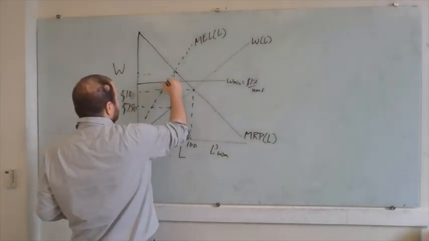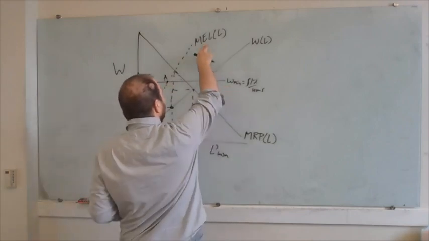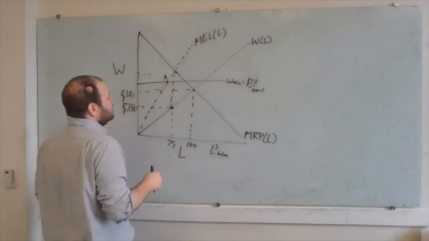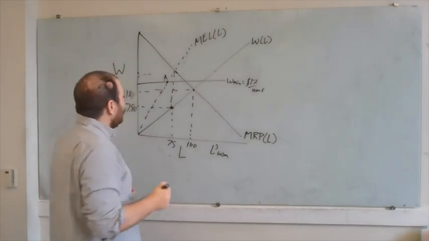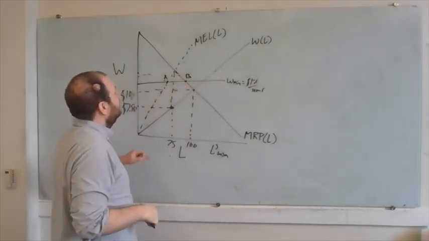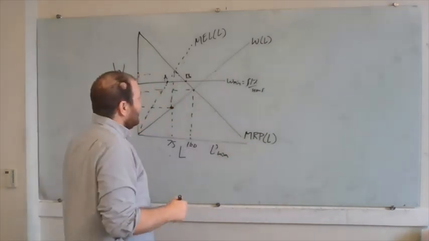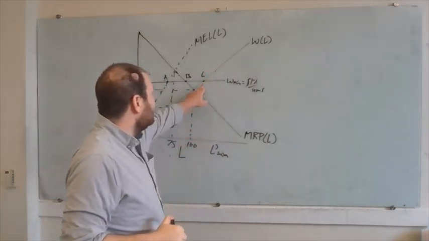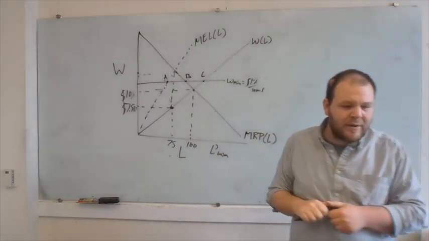So one possibility, which I'll call option A, is that we end up with employment where our new minimum wage equals our marginal expense of labor, right? Instead of having employment where marginal expense of labor equals marginal revenue product, it'll be where marginal expense of labor equals the minimum wage. Option B is that we're going to have employment where a new minimum wage equals our marginal revenue product. Option C is going to be where we're going to have employment where our new minimum wage equals our labor supply curve. So think for a minute about what you think is going to happen.